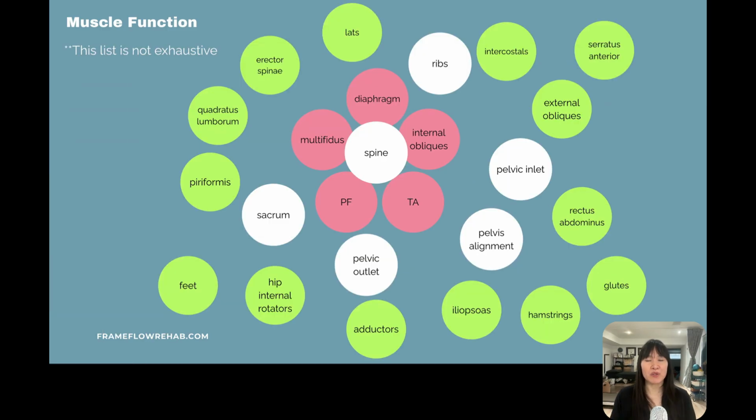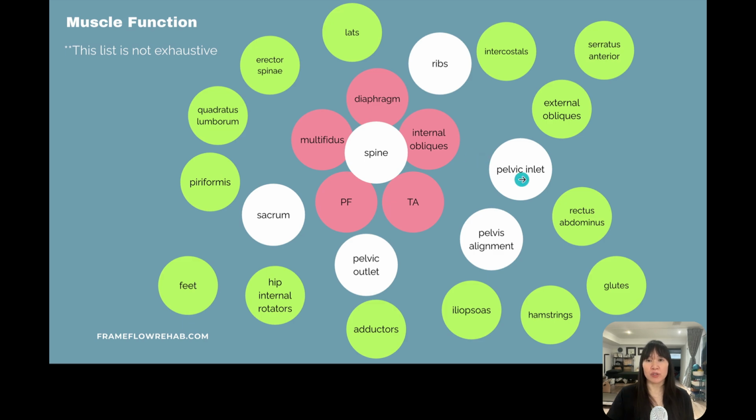Okay, so don't get overwhelmed, but I just wanted to share really quickly what my brain is doing when I'm examining the abdominal canister for somebody. So we are talking about these pink circles representing the muscle structures that comprise the abdominal canister. We have diaphragm on top, multifidus in the back, pelvic floor on the bottom, and then transversus and the internal obliques on the front and the sides.